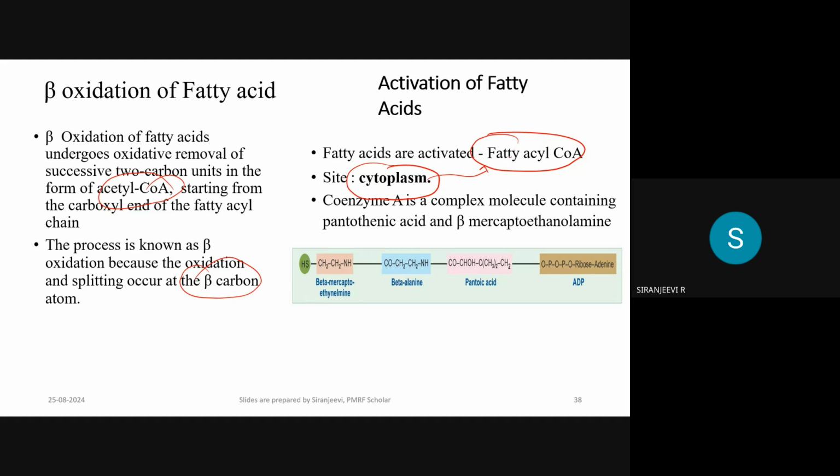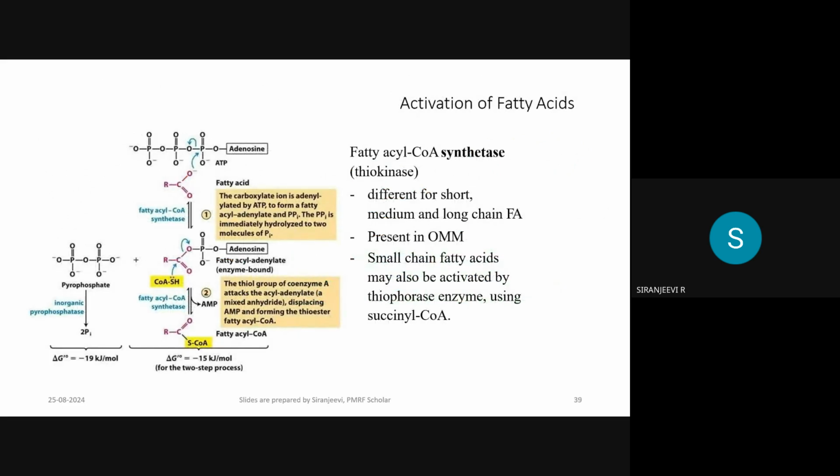This activation is done by coenzyme A, which contains pantothenic acid as well as beta mercaptoethanolamine. So this is the overall structure of coenzyme A: beta mercaptoethanolamine, beta alanine, pantoic acid, and then the ADP. It depends on ATP, because the enzyme responsible for the activation of the fatty acid is fatty acyl CoA synthetase. Synthase and synthetase differ based upon the usage of ATP.